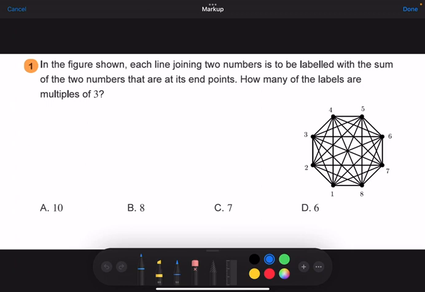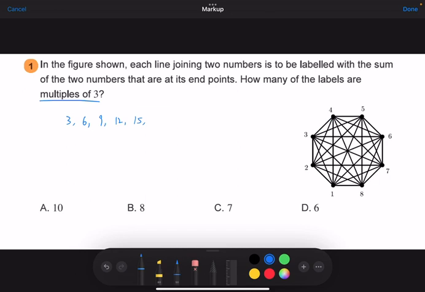So this question basically means that for this line, for example, this blue line, we will label it 7 because the number at two ends is 3 and 4, and 3 plus 4 is 7. Yeah, and it's the same for all of the rest of the lines. So let's have a look. We want the lines to be multiples of 3. And the multiples of 3 are 3, 6, 9, 12, 15.